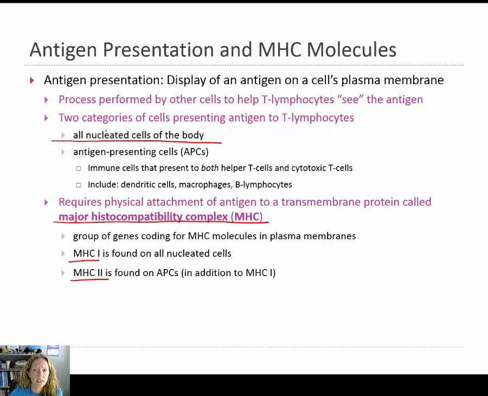So just remember your nucleated cells in the body, which most cells are nucleated, right? Except some of them we talked about. Red blood cells are not. So this is going to be your liver cell or a small intestine cell or your epidermal cells, anything like that.